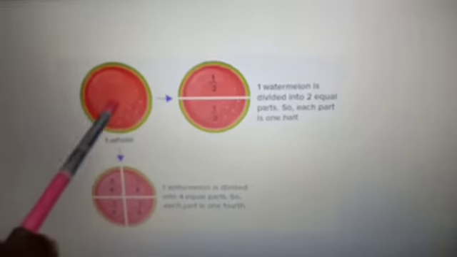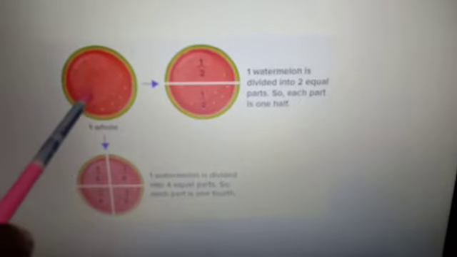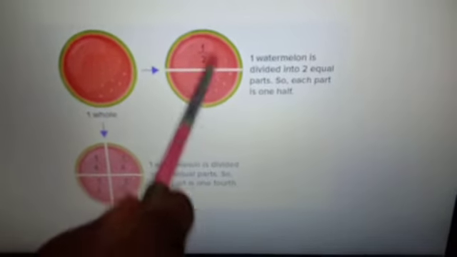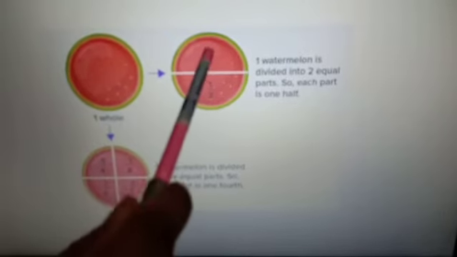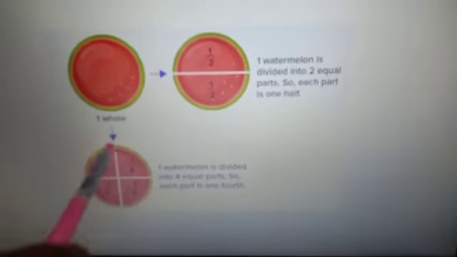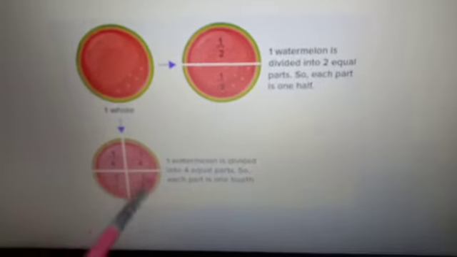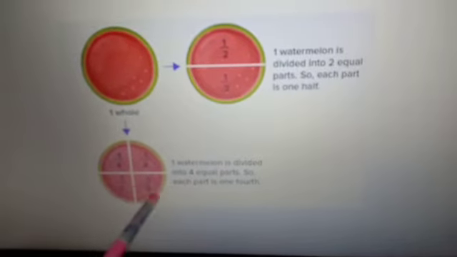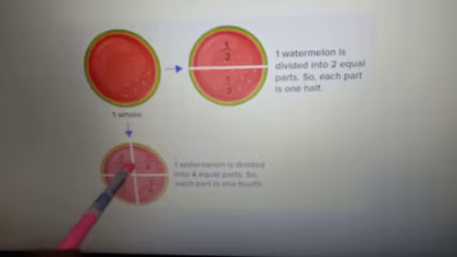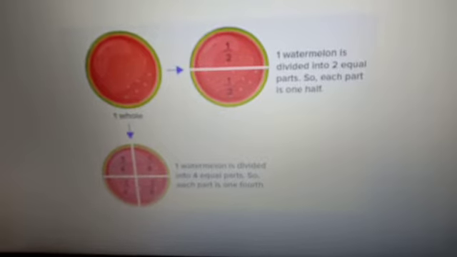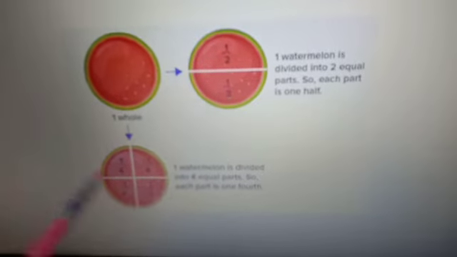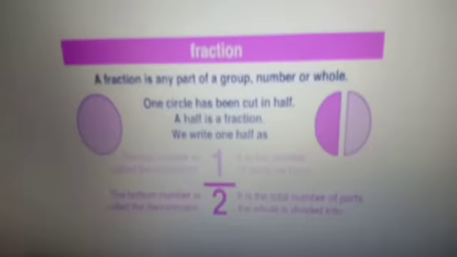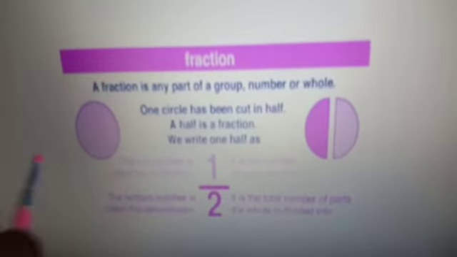See here, we have one full watermelon. Here, it has divided into 2 equal parts. So each part is called 1 by 2 or half. Here, the whole part is divided into 4 equal parts. So here each part is 1 by 4. This is 1/4, this is 1/4, this is 1/4, this is 1/4. These are all the examples for fraction. So that I told, fraction is nothing but it's a part of a whole.